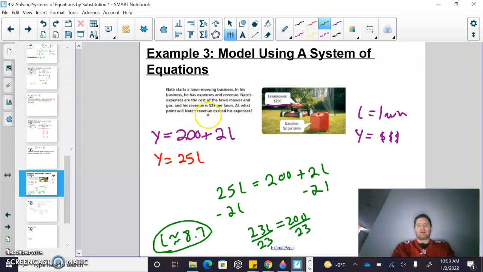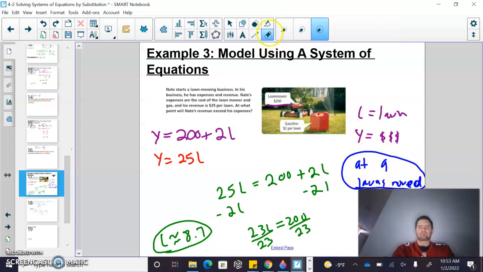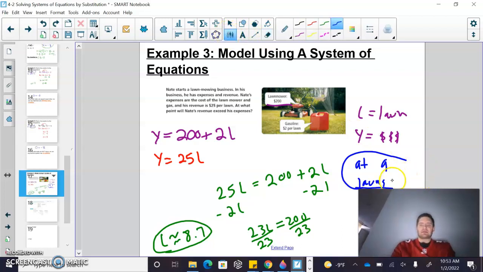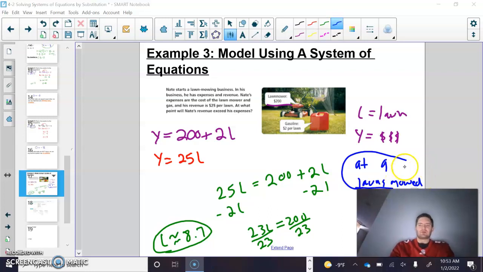So again, at what point will Nate's revenue exceed his expenses? The answer to this would be at 9 lawns mowed. So that's the one thing you need to think about in this problem: you have to round it to the nearest whole number because you can't mow 7/10 of a lawn. I don't think the people getting their lawns mowed would appreciate 7/10 of a lawn mowed.